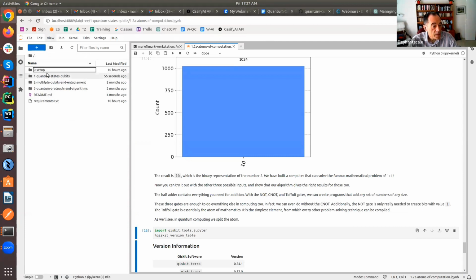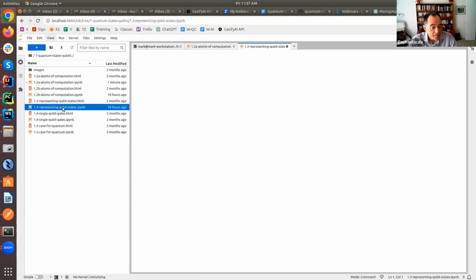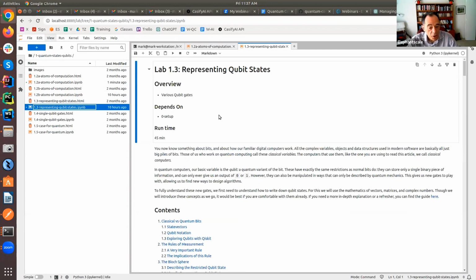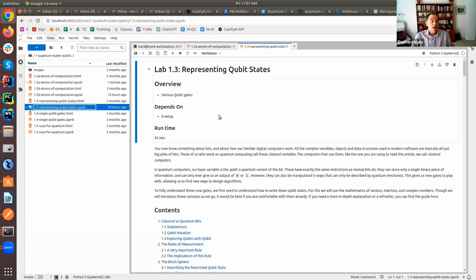Okay, but let's look at the next lab. The next lab in the very first chapter is representing qubit states. It's talking about that. So far we said our qubits will be 0 or 1. But we want something more interesting. We want to put it in a special state where we don't watch it, let it play, and come back and measure the results. That's what that lab will be about.